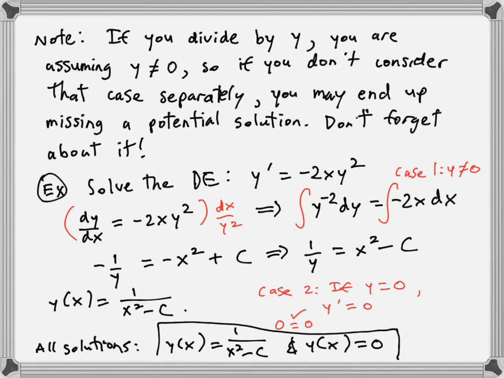Why did I have to write this separately? Because there was no way, for example, that my original family could have the 0 function, right? Because we've got a 1 on top, a numerator of 1. There's no way we can get 0 out of that.